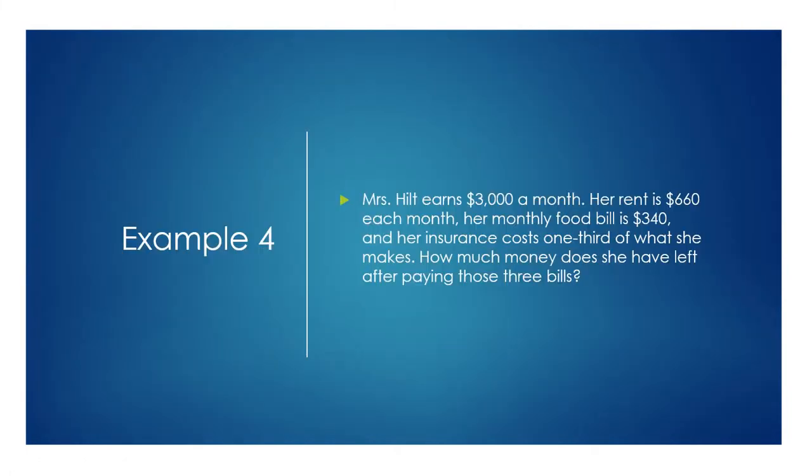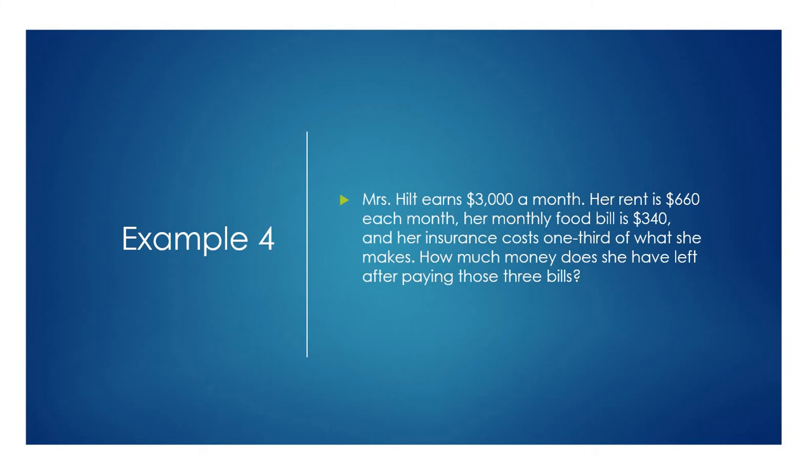Okay, let's do another example. Mrs. Hilt earns $3,000 a month. Her rent is $660 each month. Her monthly food bill is $340, and her insurance costs 1/3 of what she makes. How much money does she have left after paying those three bills? So let's read it again to fully understand what the question asks us to do. The question asks us, how much money does she have left after paying those three bills?